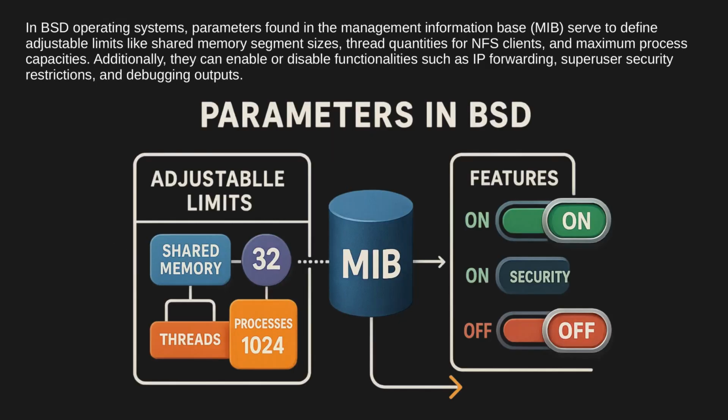In BSD operating systems, parameters found in the Management Information Base, MIB, serve to define adjustable limits, like shared memory segment sizes, thread quantities for NFS clients, and maximum process capacities. Additionally, they can enable or disable functionalities such as IP forwarding, superuser security restrictions, and debugging outputs.